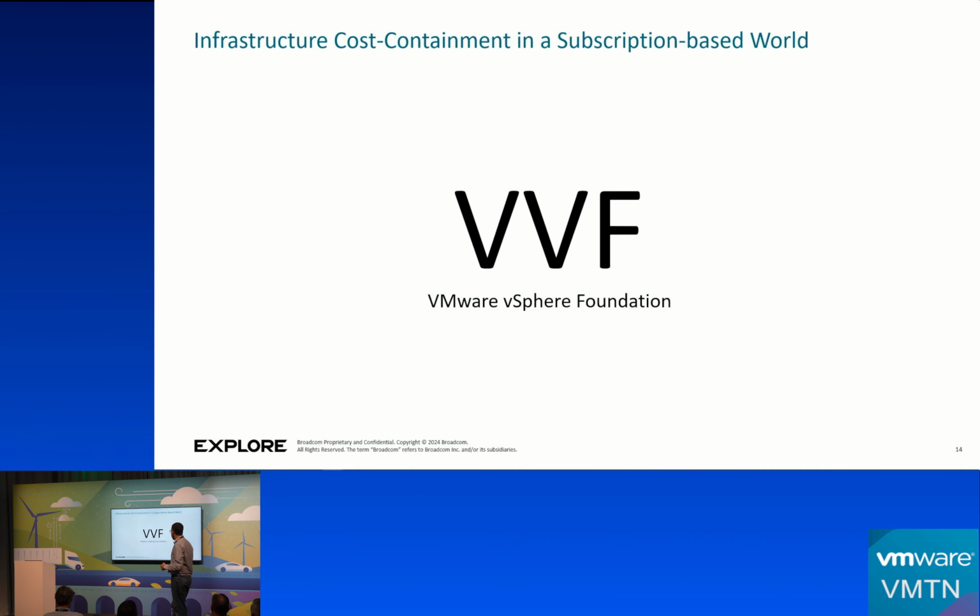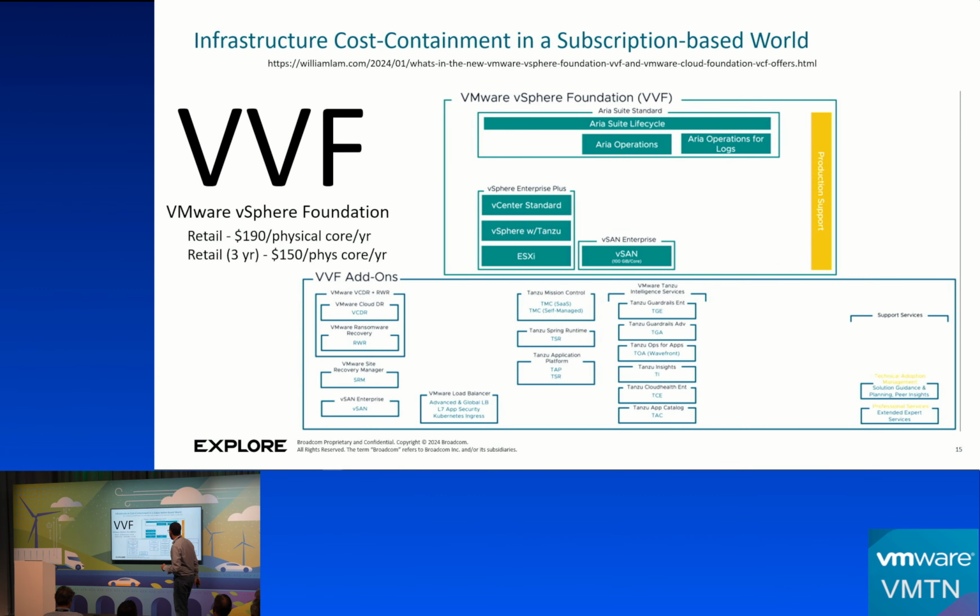All right, VVF. What is the difference between VVF and VCF? So if you see, a lot of the products from VCF are not included in VMware vSphere Foundation. It's a bit cheaper. The retail price has actually gone up in recent days, because now the vSAN entitlement, which used to be only 100 gigabytes per core, is now 250 gigabytes per core. And in order to account for that, they raised the price a little bit for VMware vSphere Foundation.